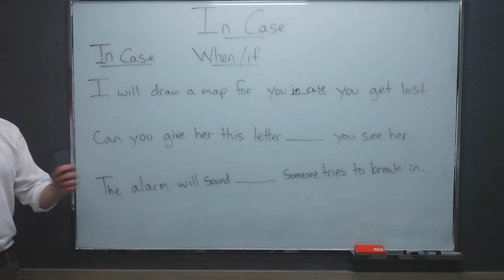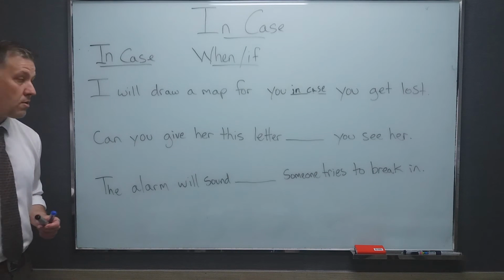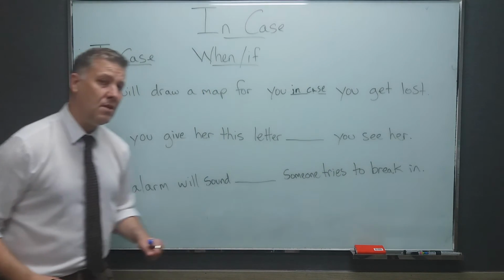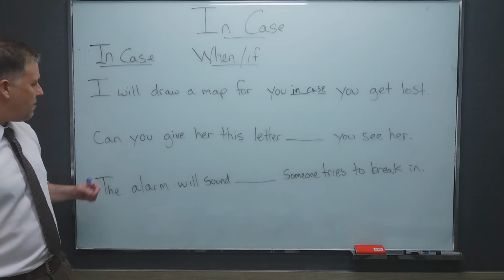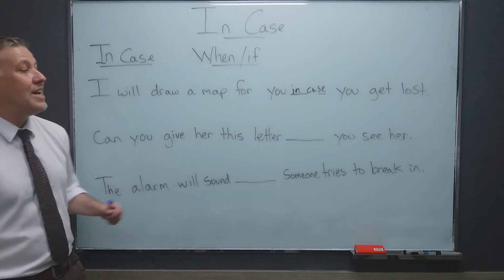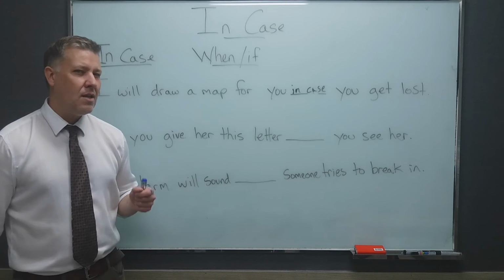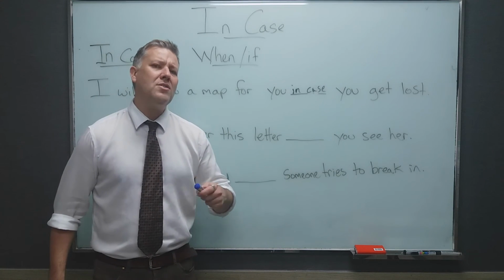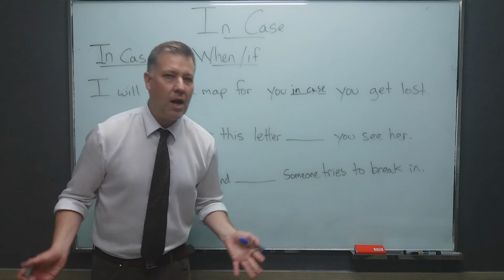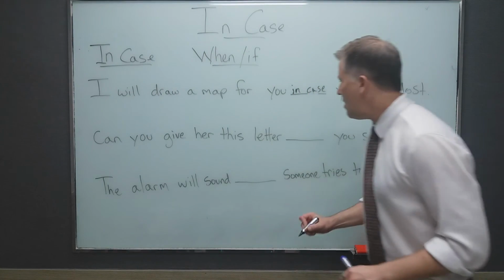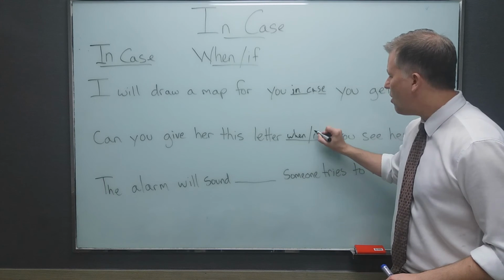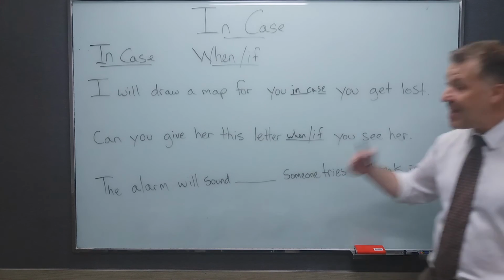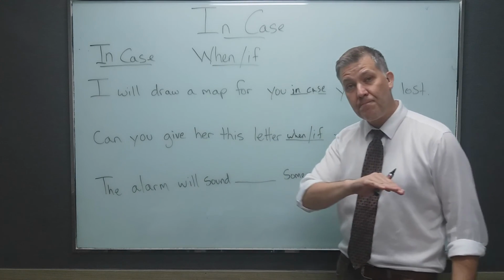Can you give her this letter, blank, you see her? Now, are we preparing anything here for something that could happen? I don't see that. If I said, can you give her this letter in case you see her, that's a little strange. How can I give her the letter only in the possibility that I will see her? It's impossible. Can you give her this letter when or if you see her? Only when or if this happens can I do this.